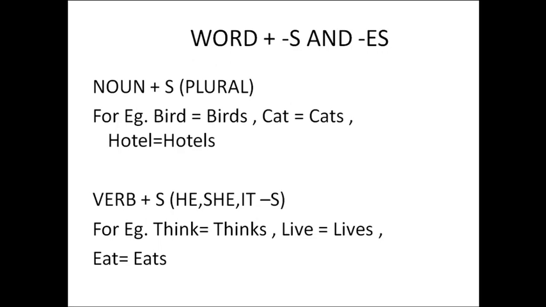When we need to use the verb with he, she, or it as a subject, we need to add an S with it. For example, think becomes thinks, live becomes lives, eat becomes eats. This means that if we want to use live with he, we need to write it, or we need to speak it, as he lives in China.